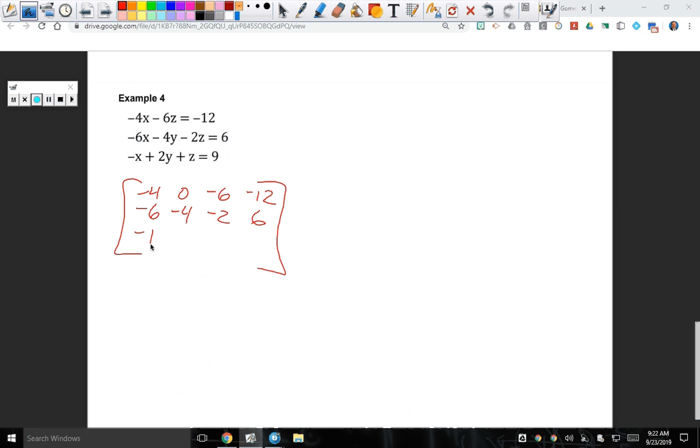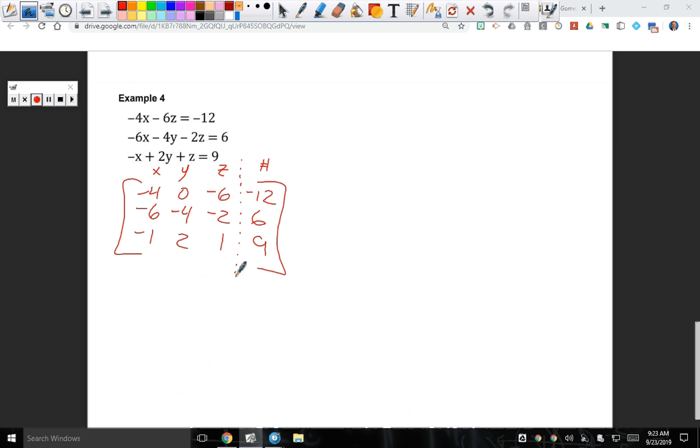Because this is the x column, I'll put a negative 1. This is the y column, I'll put a positive 2. This is the z column, I'll put a positive 1. And if there's not 1 there, just put 0 like you've been doing. And 9 would be that last one. Again, remember, there's like an imaginary line right here, if you will. And that separates your equals.